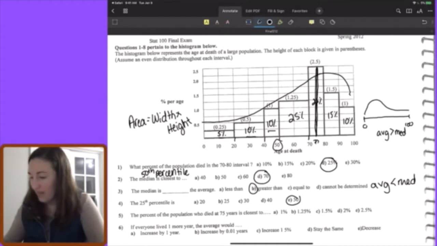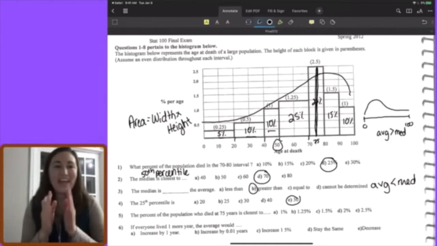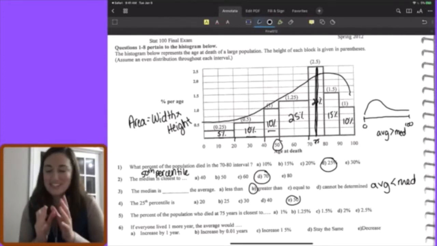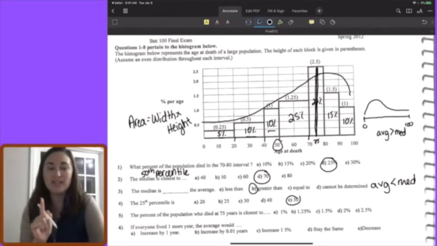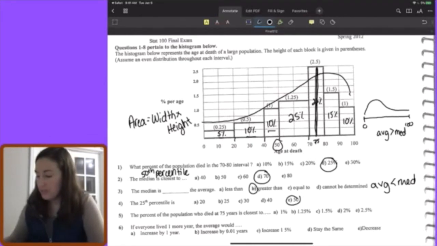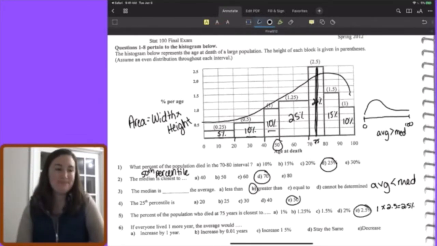So that's 75. And if I want to find the area of that little sliver, it would be, again, what we said before, the width times the height, but the width is just going to be 1 here because we're just looking at 75. So the width is going to be 1, and then the height is 2.5. So this should be 2.5%, which is E.